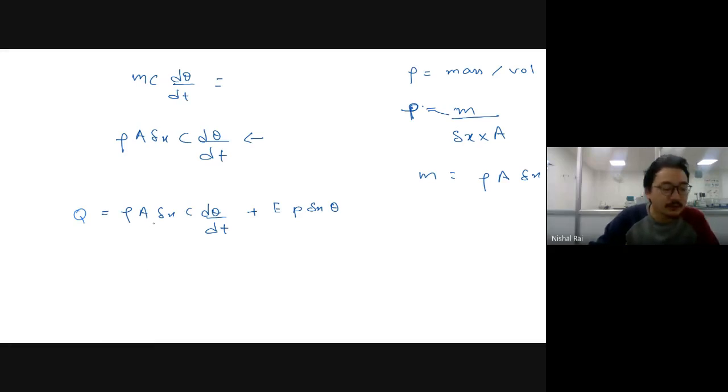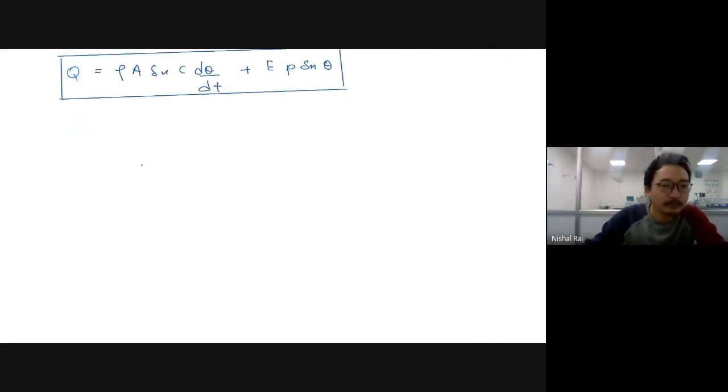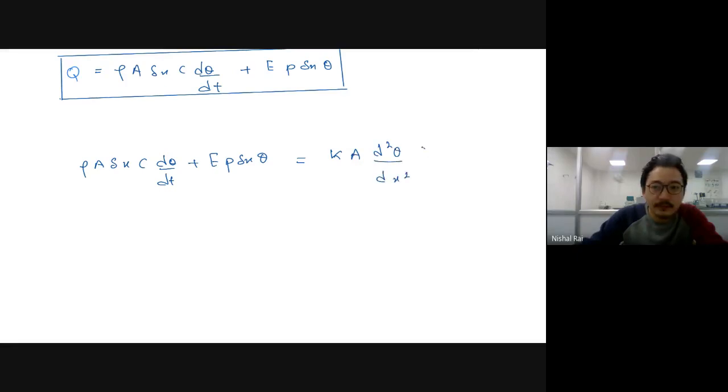Now what we have to do is substitute this in your previous equation. Substituting this into your previous equation, what will you get? On the left hand side, you will have ρ A δx C dθ/dt. This was the amount of heat which was lost. It should be equal to how much? K A ∂²θ/∂x² δx.